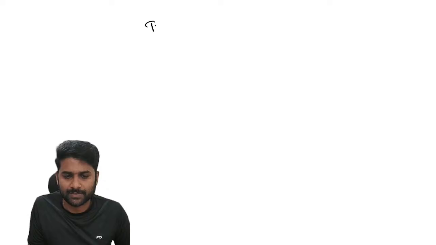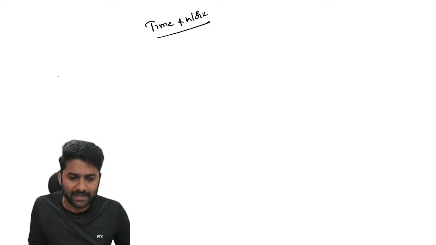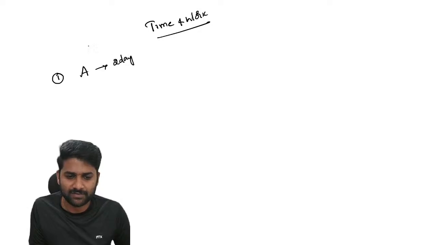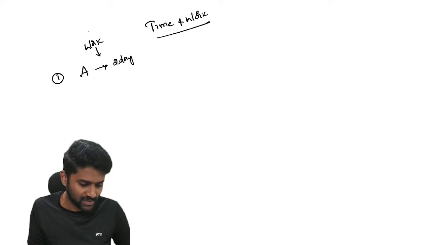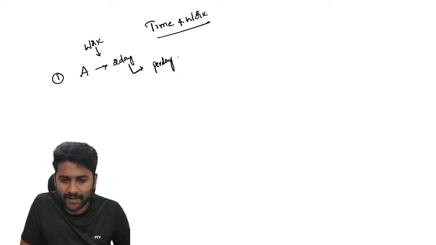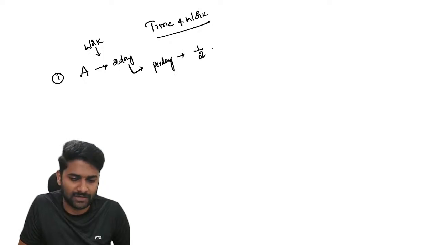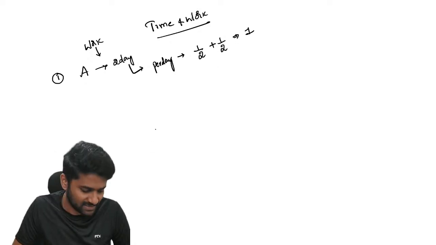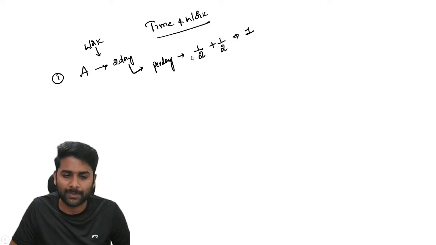First, understand the basic concept of time and work. Basic information: A can complete the work in 2 days. There is one work, and I am assigning it to A. A takes only 2 days to complete the work. So what does it mean? Per day, if he completed 1/2 of the work and on the second day another 1/2 of the work, the whole work is completed. If each and every day he completes 50% of the work, the whole work is completed in 2 days.